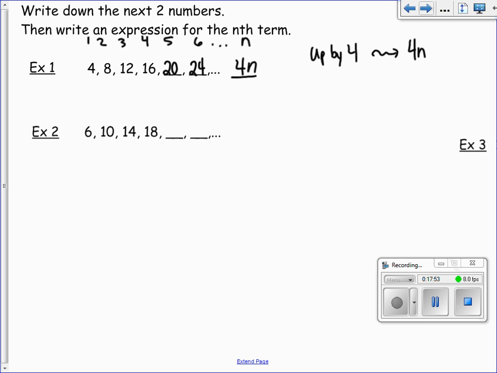All right. So here's our sequence: 6, 10, 14, 18, blank, blank. I always go for those blanks. Those are nice ones. Liam? 22, 26. 22 and 26.